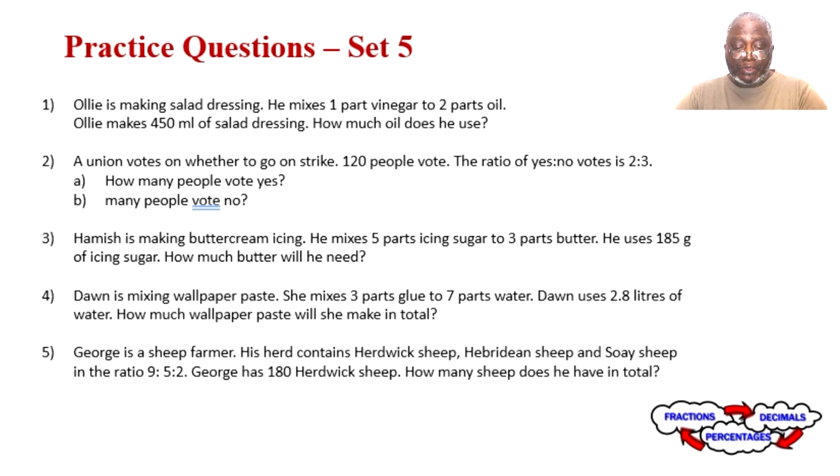Question 5 is a typical level 2 question, so you have to do a little bit of thinking. Question 5. George is a sheep farmer. His herd contains Hardwick sheep, Hardbreeden sheep, and Soay sheep in the ratio of 9 to 5 to 2. George has 180 Hardwick sheep. How many sheep does he have in total?